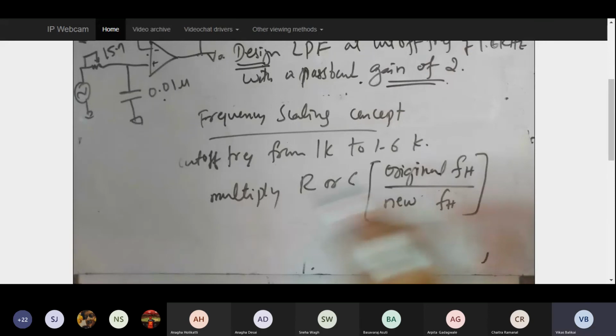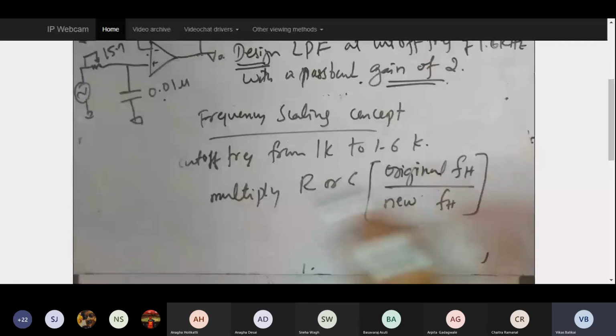Okay, I'll just explain it over here. What we are going to do is original cutoff frequency divided by new cutoff frequency. Whatever value I get, you just multiply that with either the resistance or capacitance. So that will change your entire design to a newer cutoff frequency. I'll try to solve this problem once again in the next class. So this is how I wanted to talk to you about the cutoff frequencies and low pass filter design.